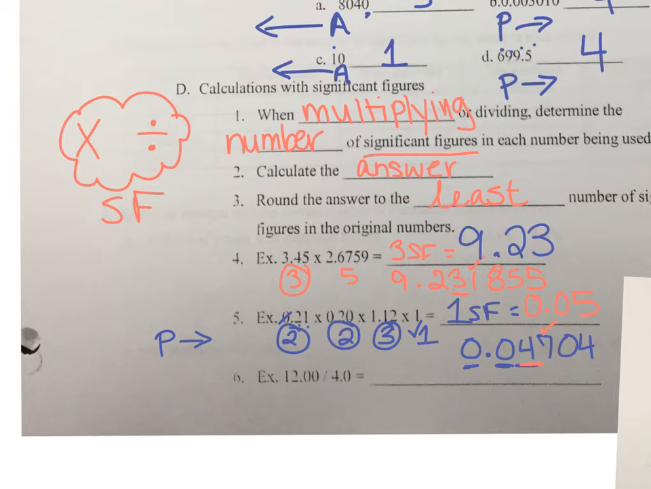Okay, the last one. How many significant figures are in 12.00? 4. How many are in 4.0? 2. So my overall answer can only have 2 sig figs. You should not type this into your calculator. What's 12 divided by 4? 3. But is just me putting 3 okay? 3.0. I agree. Okay, good. So Sarah said 3.0.